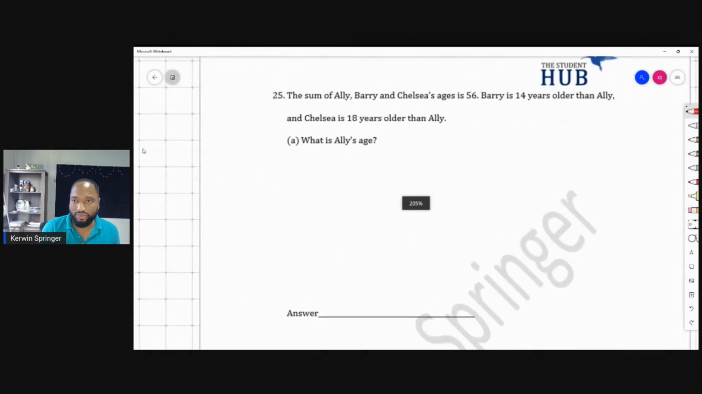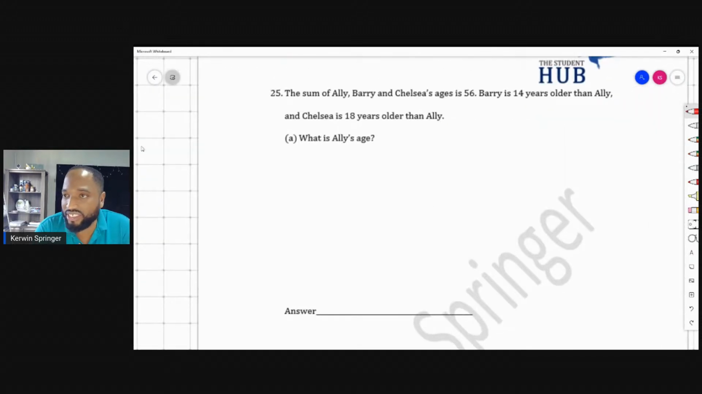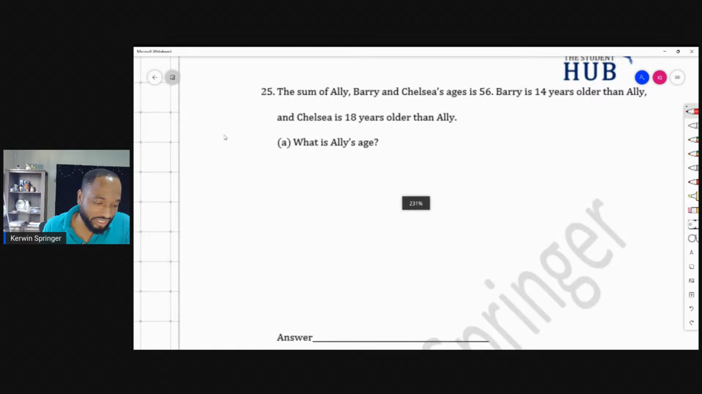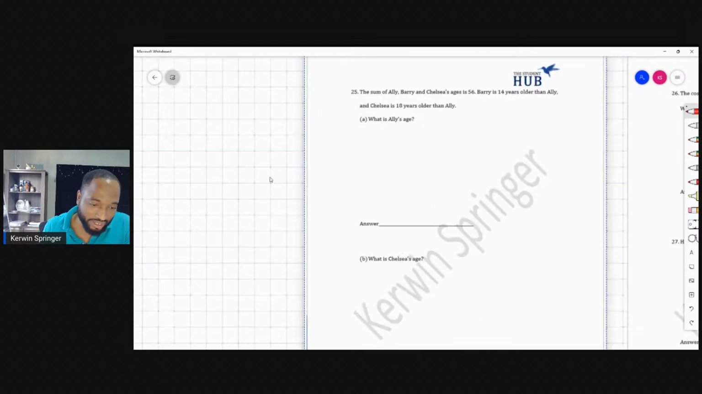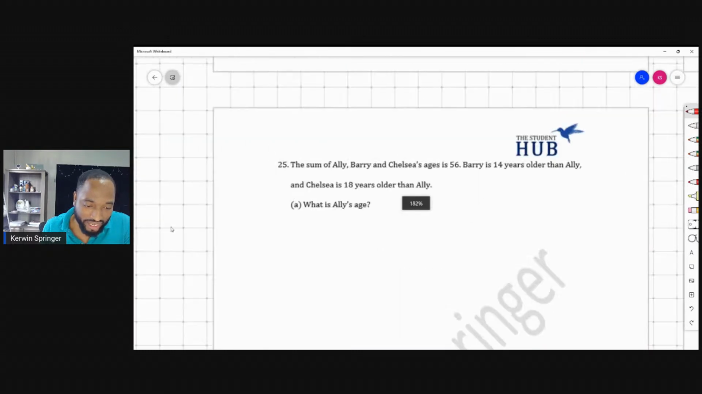So the sum of Ali, Barry, and Chelsea's ages is... this kind of thing, a math teacher like me doesn't really know if that's the right English. Any English teacher out here? Any English teacher out here could say, yeah, that's cool.